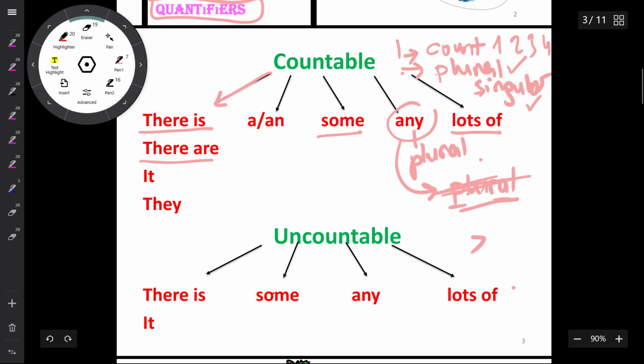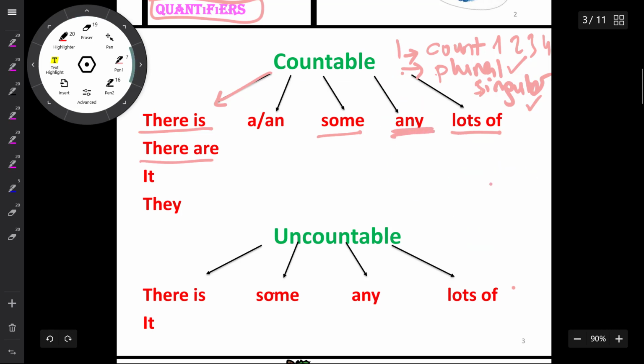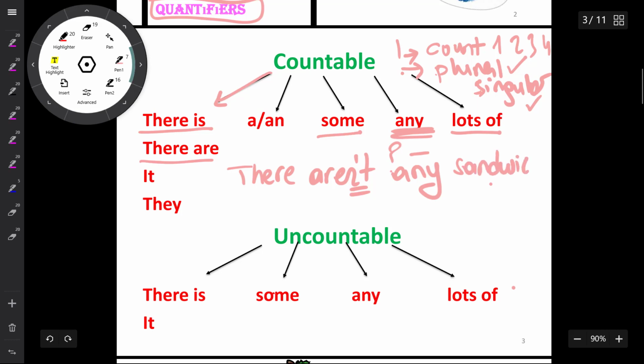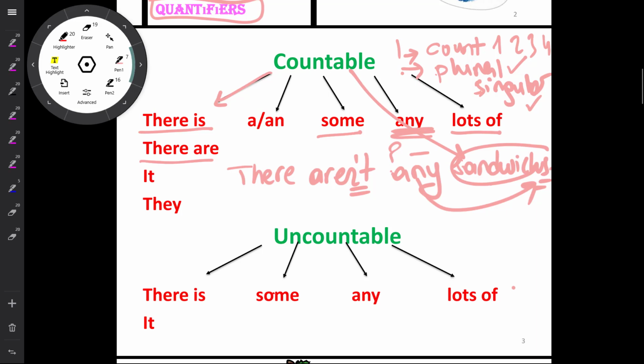Okay, let me give you some examples with any. We use any in question form and negative form of the sentences. Look, there aren't any sandwiches. Any sandwiches, plural, because sandwich is a countable noun, okay? And we use any in the negative sentence, don't forget.